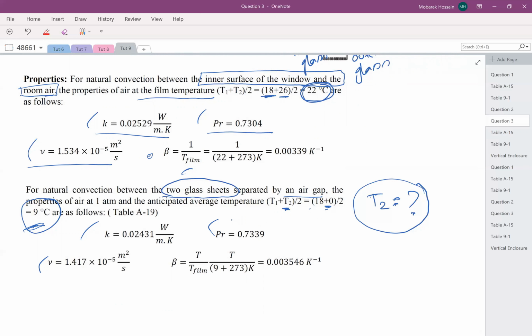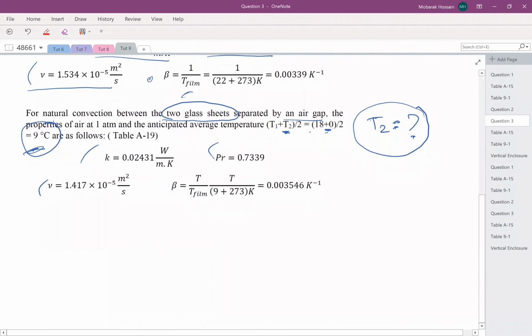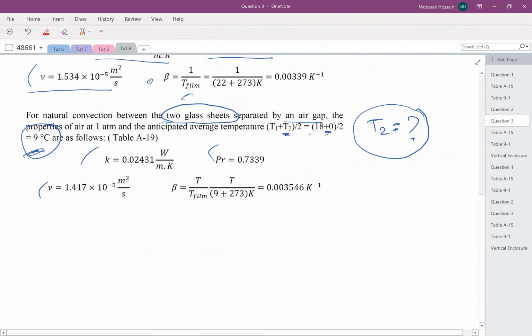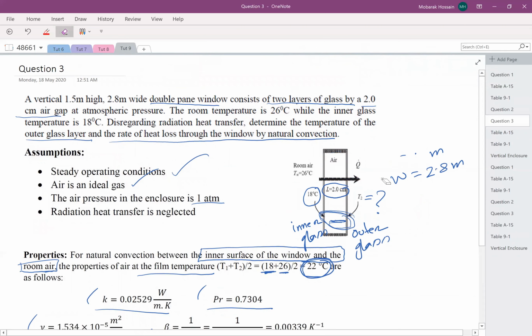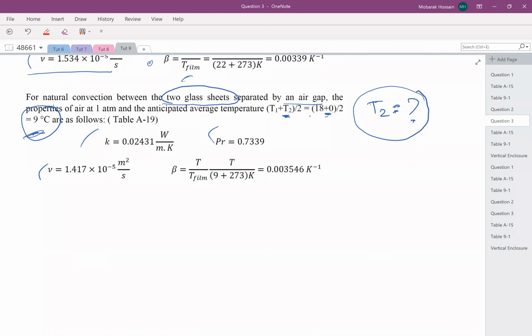First analysis we'll do between the room and the inner glass. Now the inner glass is a vertical plate problem. So it's a room. So now we'll do the analysis between the room and the inner glass. The inner glass is the vertical plate. For a vertical plate, the length will be the same as the height of the window, which is 1.5 meters.